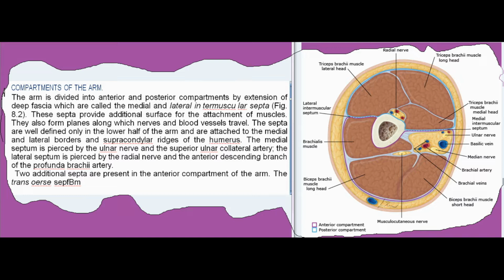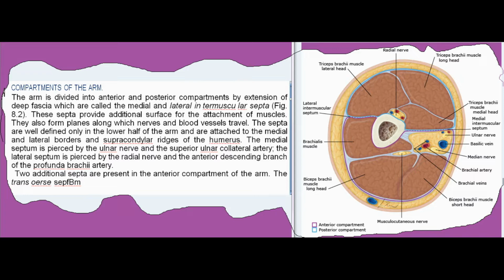The septa are well defined only in the lower half of the arm and are attached to the medial and lateral borders and supracondylar ridges of the humerus. The medial septum is pierced by the ulnar nerve and the superior ulnar collateral artery. The lateral septum is pierced by the radial nerve and the anterior descending branch of the profunda brachii artery.